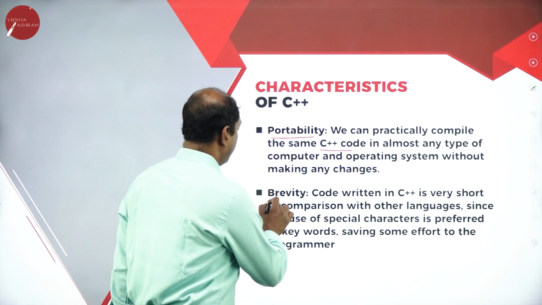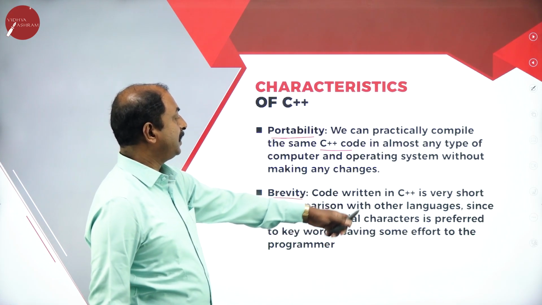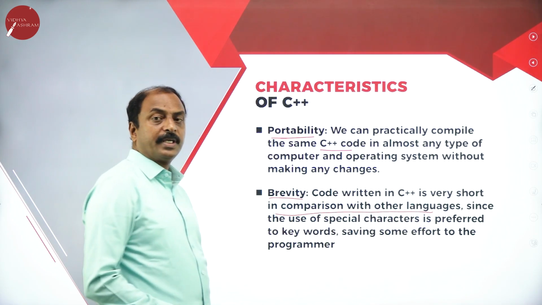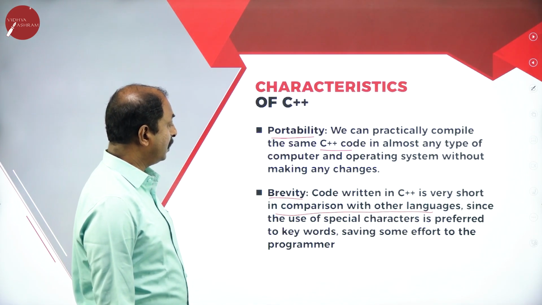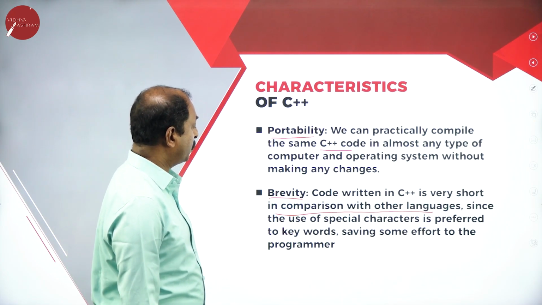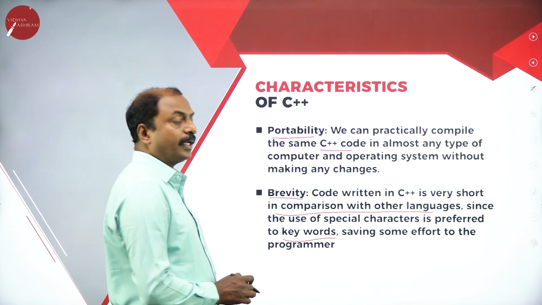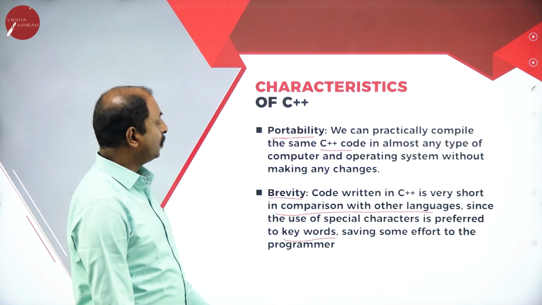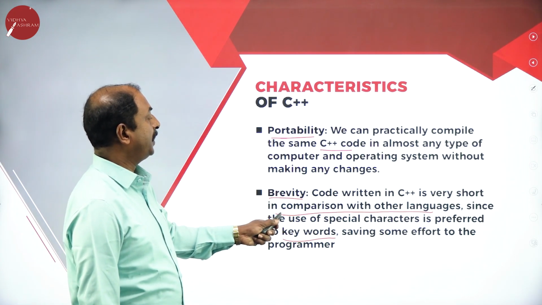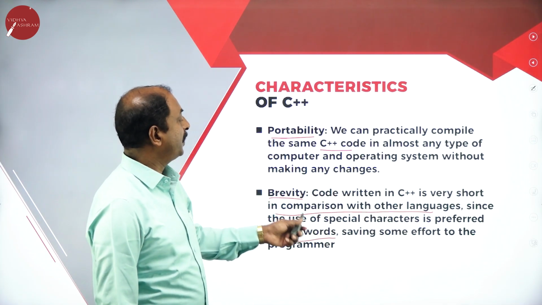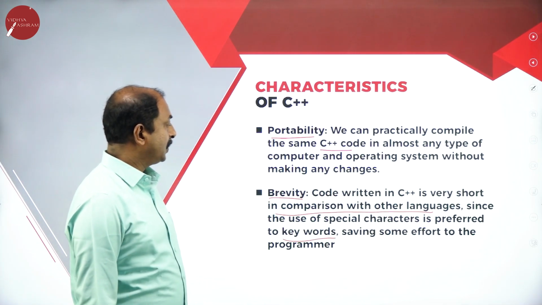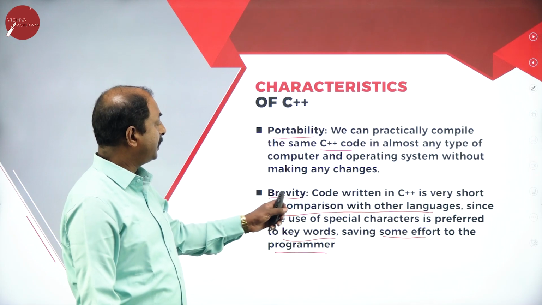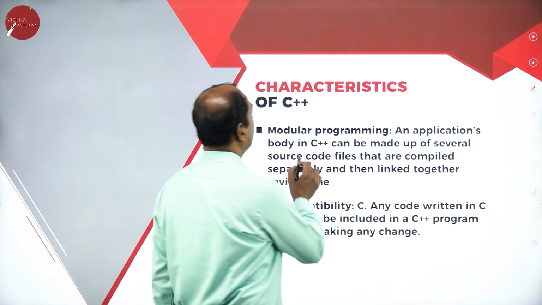The next one is brevity. Here, the code written in C++ is very short in comparison with other languages. As compared to other languages, the code is very small, since the use of special characters is preferred as a keyword, and here we are using keywords. These are special words which convey special meaning to the compiler. Because the program code is very short as compared to other languages, it saves effort and time for the programmer. That is brevity.